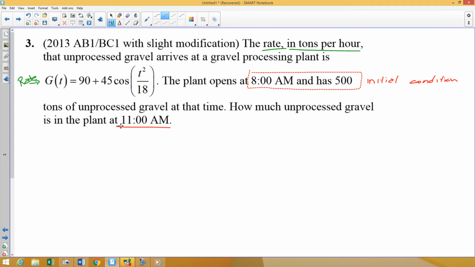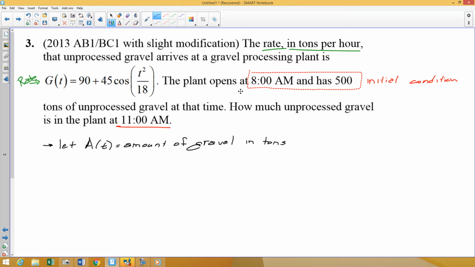Now, in this case, what you may be tempted to do is say the initial condition is at 8 a.m. So my amount, we don't have a function for the actual amount. We have a function for the rate, but we don't have a function for the actual amount. So I'm going to say let A of t equal the actual amount of gravel in tons. So I'm going to define that function. Since they did not define a function for the amount, I'm going to have to come up with one on my own.